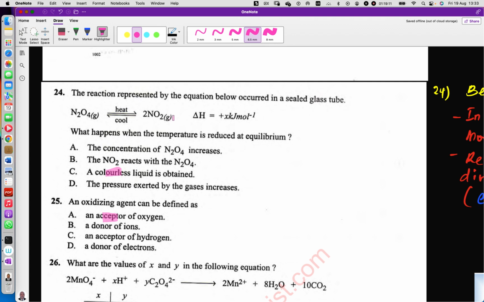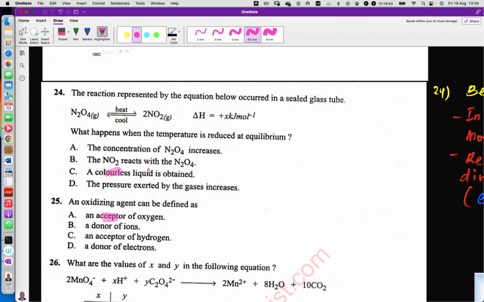That is favoring an exothermic reaction. So what happens when the temperature is reduced? If the temperature is reduced, it's going to favor the exothermic reaction. In that case, more N2O4 is going to be produced. So if we look at our answer here, the concentration of N2O4 increases. The concentration of NO2 increases.